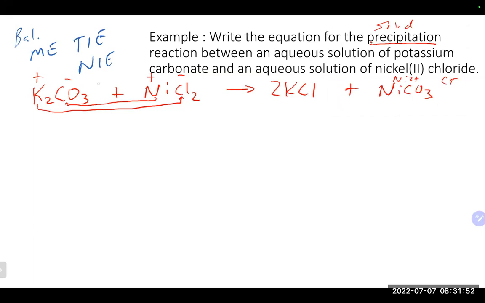Frankly, in the first one, as soon as I see potassium, I know that guy is going to be aqueous because potassium is soluble in everything. When I look at the chloride in the second guy, it is soluble in everything except for silver, lead, and mercury, which obviously nickel is not any of those exceptions, so it would also still be aqueous. When I come to the other side, I know that I do have a solid that's going to be formed.